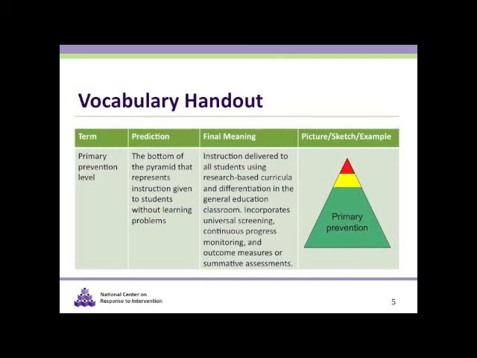Then, throughout the webinar, you will complete the final meaning column based on the definitions provided, along with a picture, sketch, or example column, where you can add anything helpful for remembering what you have learned. You can see how in this example I was able to clarify the meaning of primary prevention level after watching the webinar. If you have not already made predictions for key terms on this webinar, please go ahead and pause this webinar so that you can do so now. Press play when you are ready to continue.